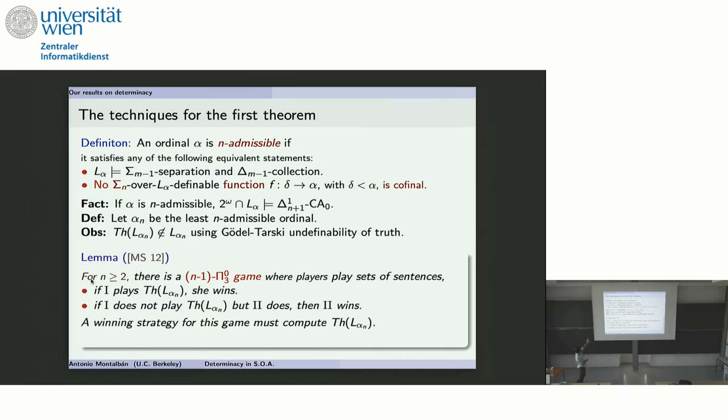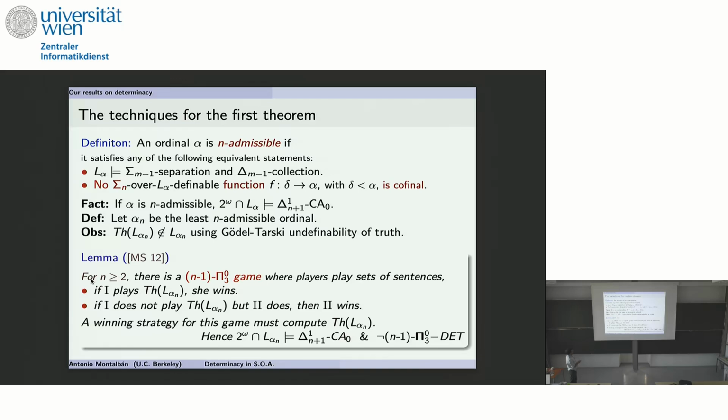And then from that, you can show, using some absoluteness, that a winning strategy for the game must compute the theory of L alpha n. But the theory of L alpha n doesn't belong to L alpha n. So that tells you that this model satisfies this much comprehension, but doesn't satisfy that much determinacy. Okay? So that's the idea. So we have the least admissible. We need to find a game like this.